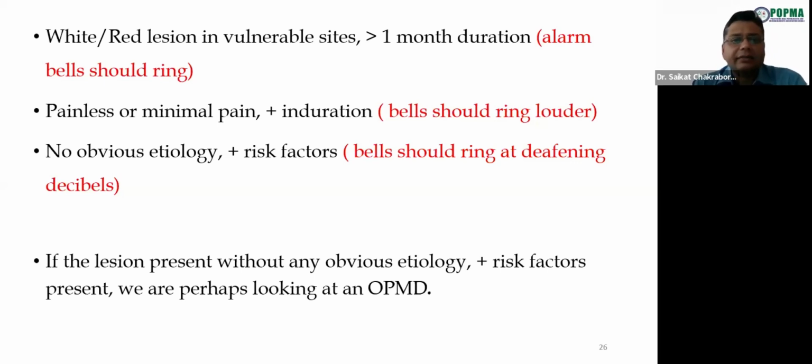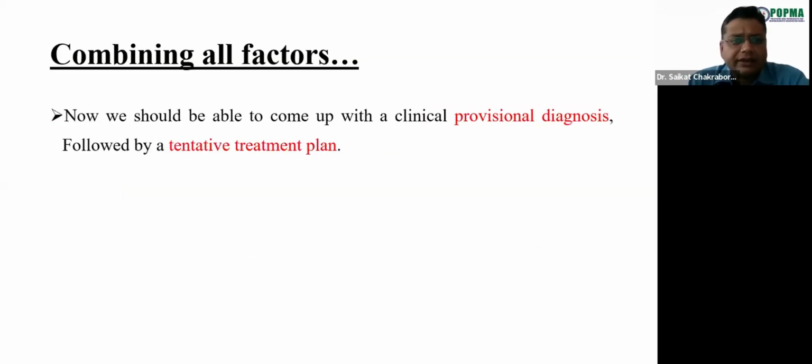The patient is an alcoholic, the patient takes some kind of tobacco, or there are malposed teeth, or a chronic irritation from any cusp or a third molar or whatever. So risk factors are also there. Now, if the lesion is present without any obvious etiology, plus there are risk factors present, we perhaps are looking at a lesion which is now an OPMD, or oral potentially malignant disorder.